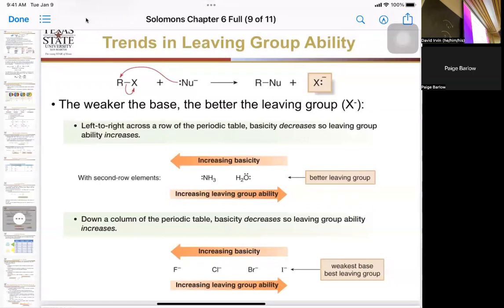Now, as we go down a column, what happens? Things get bigger, right? And as they get bigger, they're more polarizable. So as they get bigger, they're better leaving groups. Leaving group ability increases with size because the increasing size makes them stronger acids, which makes them weaker conjugate bases. So these are getting weaker as bases, and therefore they are better leaving groups. Again, it's that whole driving force. We want to go to the weakest acid or the weakest base. So it follows our acid-base theory, right?